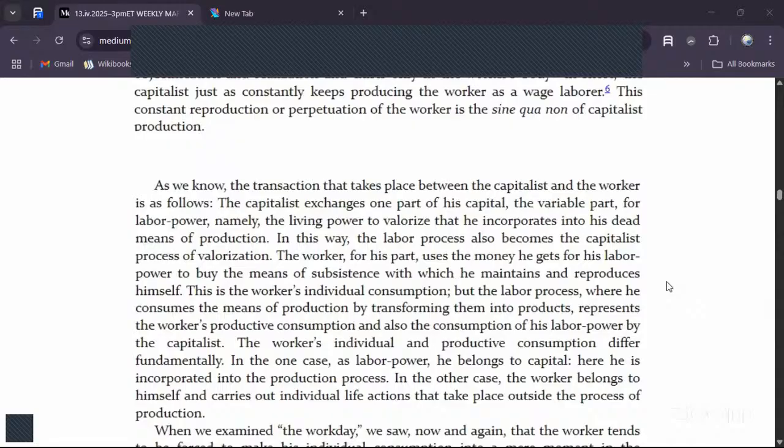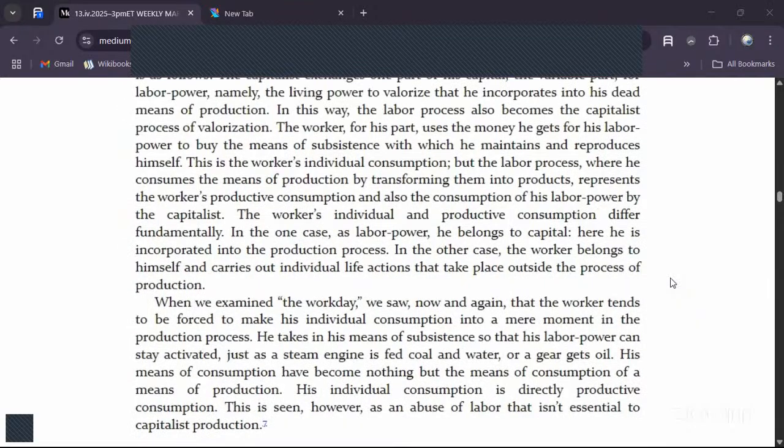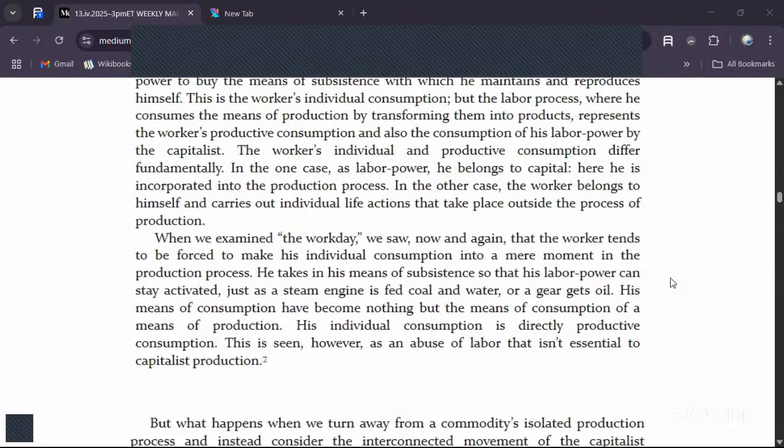In the one case, as labor power, he belongs to capital. Here he is incorporated into the production process. In the other case, the worker belongs to himself and carries out individual life actions that take place outside the process of production. Let me break here for a second.